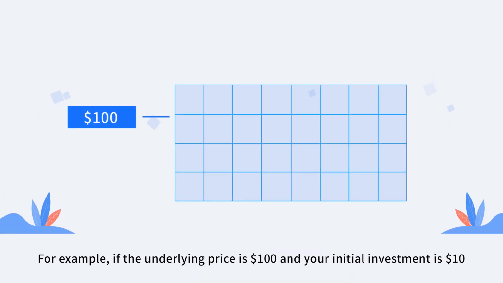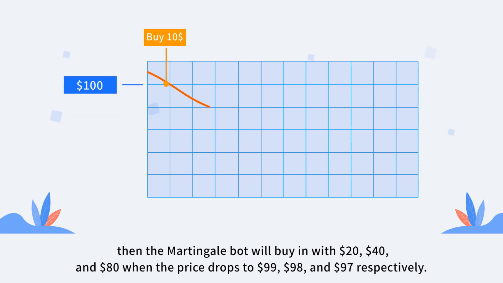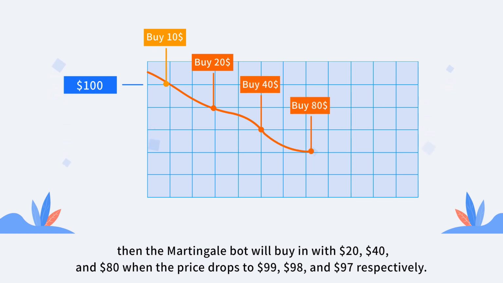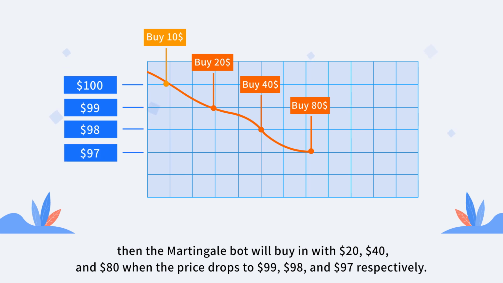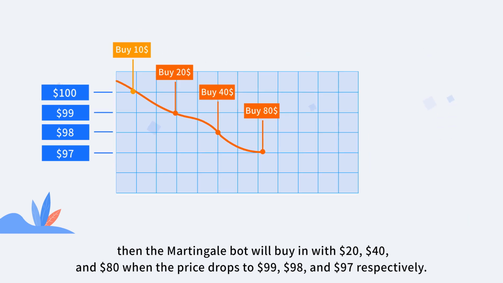For example, if the underlying price is $100 and your initial investment is $10, then the Martingale bot will buy in with $20, $40, and $80 when the price drops to $99, $98, and $97 respectively.